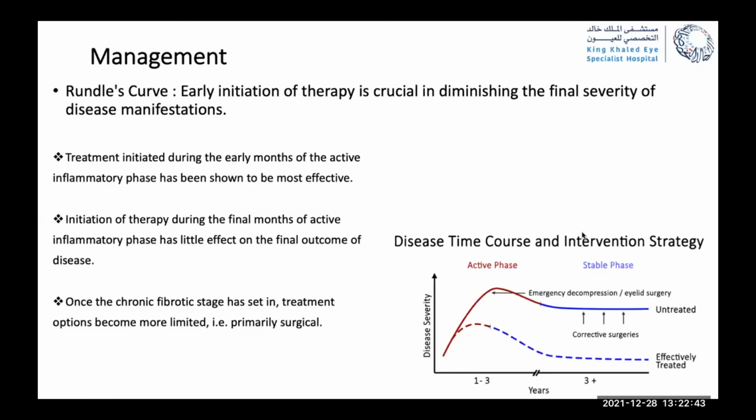Okay, before moving to the details of each treatment, I would like to show you one of the most important curves in thyroid eye disease, Rundle's curve. He explained that early initiation of treatment is crucial in diminishing the final severity of disease manifestation. Treatment initiated during the early months of the active inflammatory phase has been shown to be most effective. But if therapy is initiated in the final months of the active inflammatory phase, it has little effect on the final outcome of the disease. Once the chronic fibrotic stage has set in, treatment options become more limited and become primarily surgical.